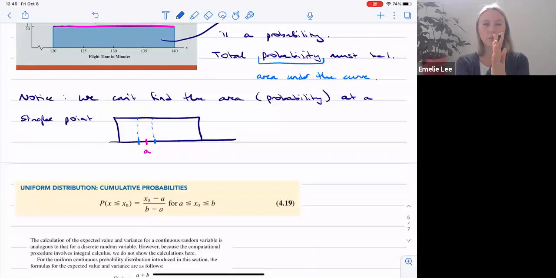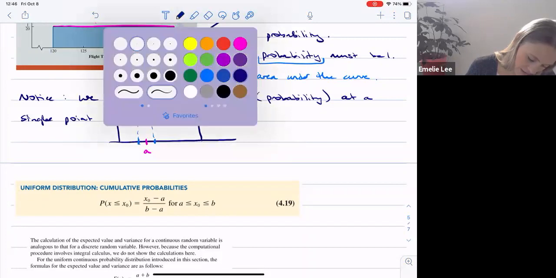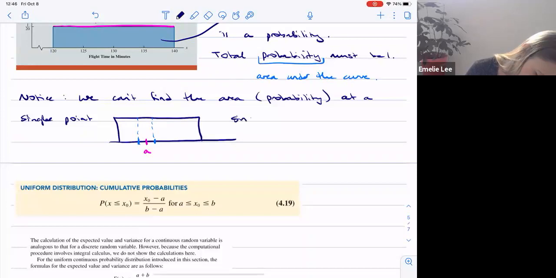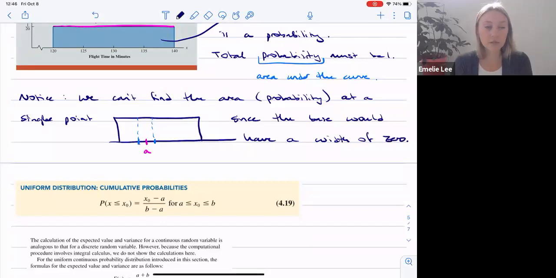But as we go to one point, the base has a width of 0. And so we can't find the area or the probability at a single point, since the base would have a width of 0, so an area of 0. That's kind of weird, and it takes some getting used to, just to wrap your mind around it, but that's just a fact, okay?